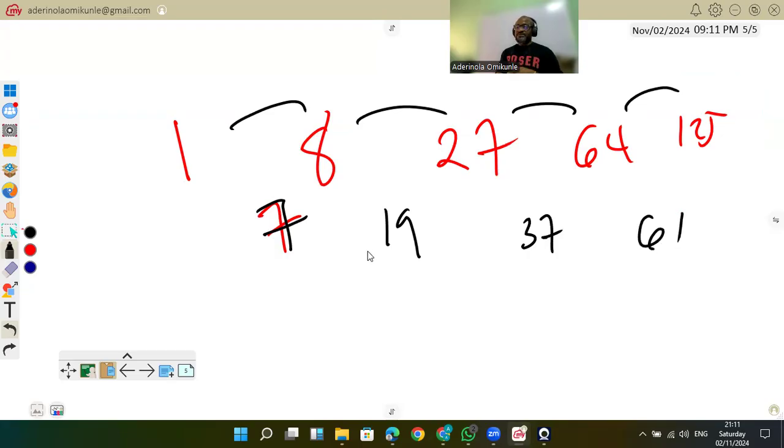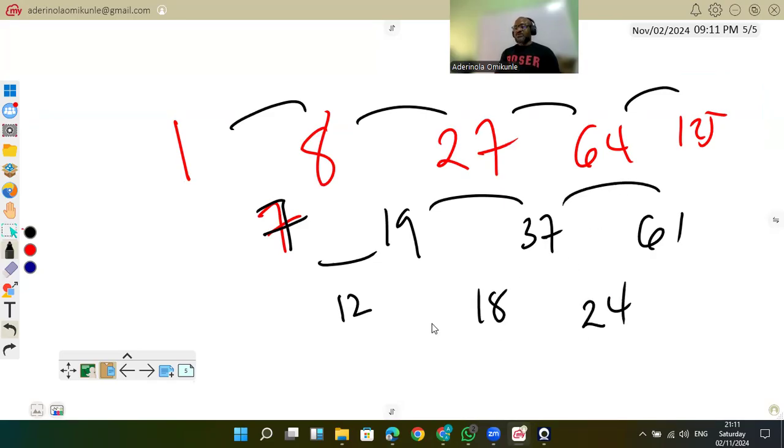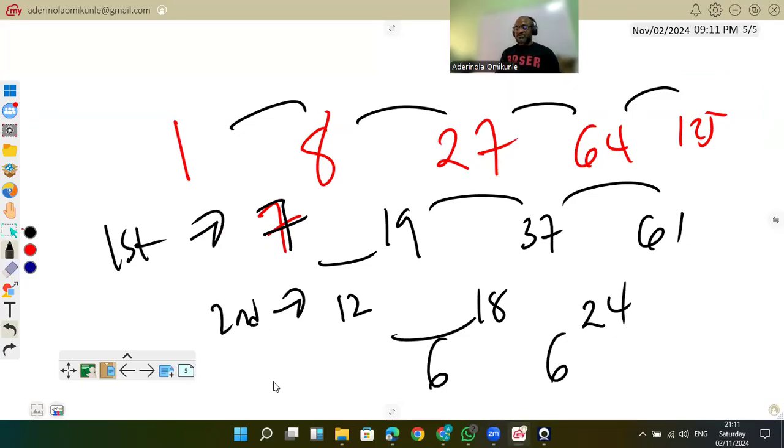Let's go to the second difference. This is 12, this is 18, this is 24, and then the third difference is 6 and 6. So this is the first difference, this is the second difference, and this is the third difference. The moment the third difference is the same, that automatically means it's a cubic sequence, okay?